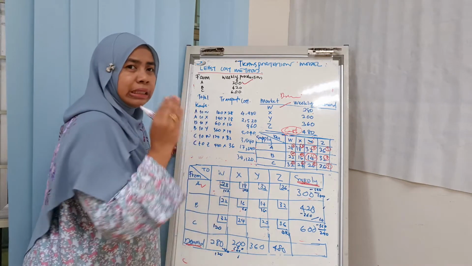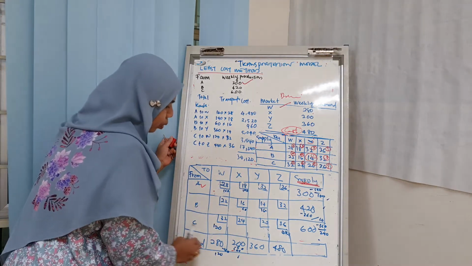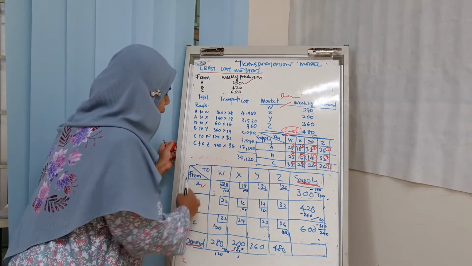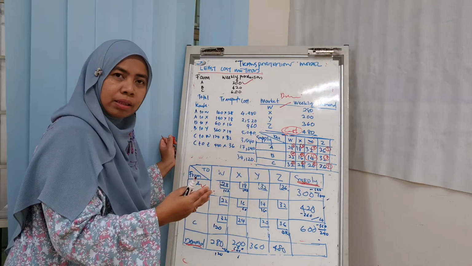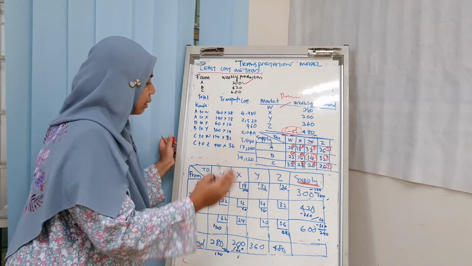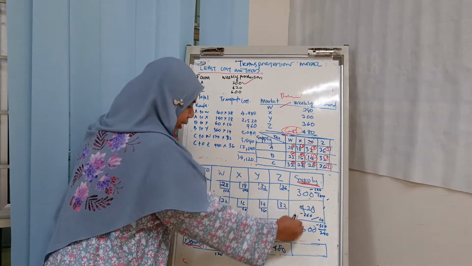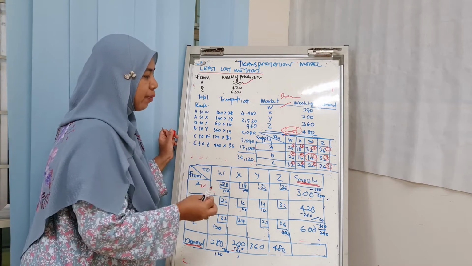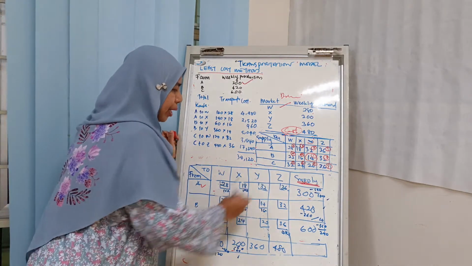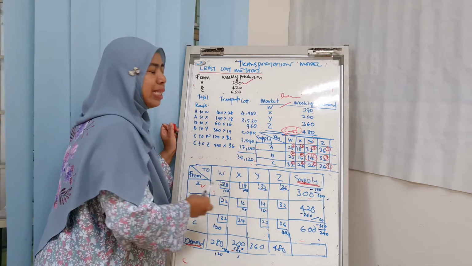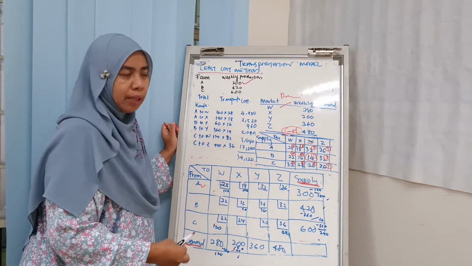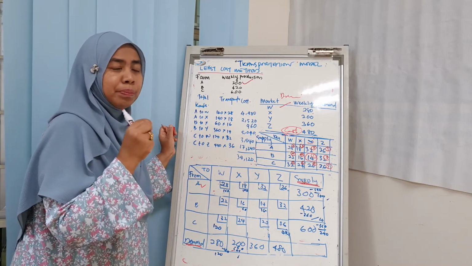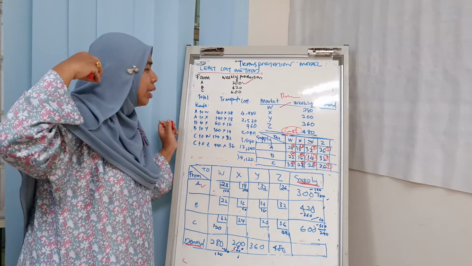And then the second step, you have to draw the table, the same as the northwest method, but we have supply here and demand here. The important thing is you have to put supply and demand amounts based on the minimum cost. The strategy is: where the cell has the minimum cost, you put as much as you can.